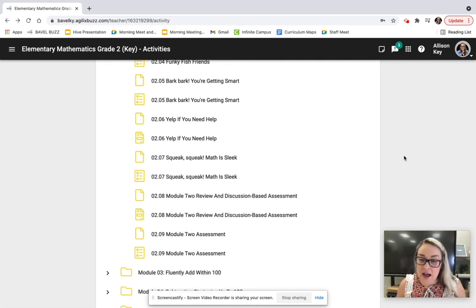Once we grade either the reflection page or the discussion-based assessment, then their assessment will open up for them to do. So they kind of have two parts to their assessment.